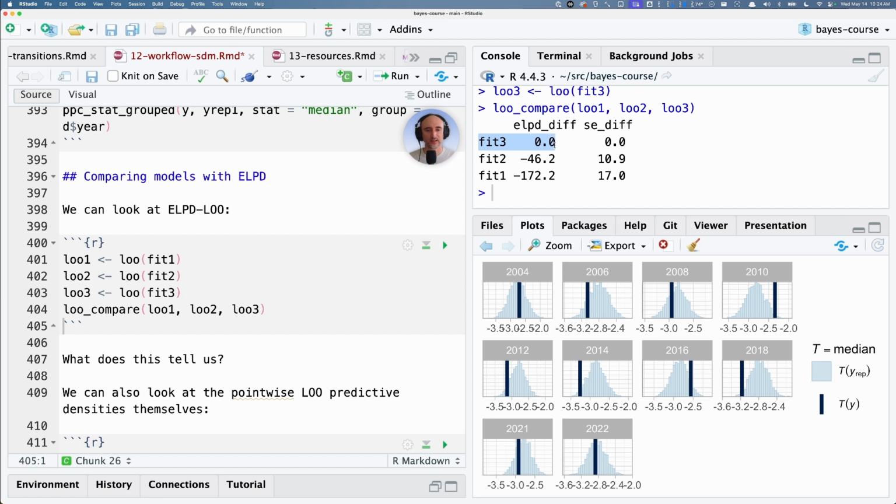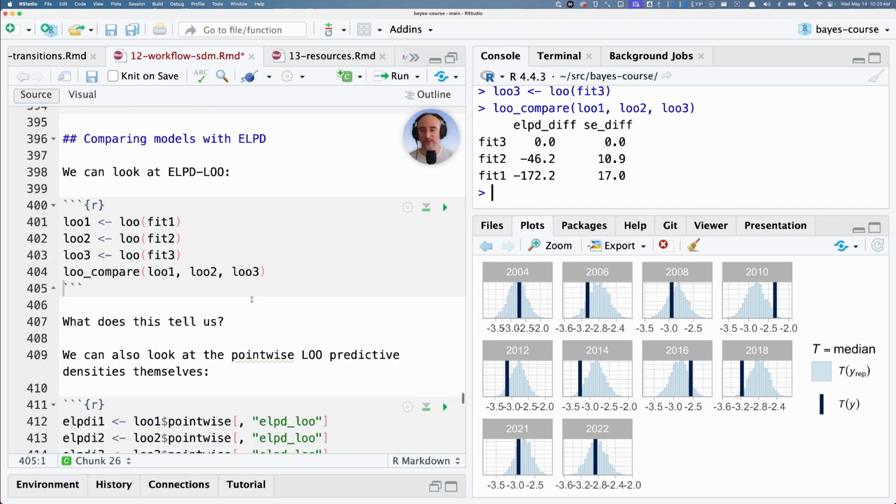So fit3 has a substantially higher ELPD, and the standard error on that comparison, so roughly plus or minus 2 of that, is a 95% credible interval. So we have substantially better leave one out predictive performance of fit3 compared to fit2 compared to fit1. Makes sense just based on what we saw with the posterior predictive checks.